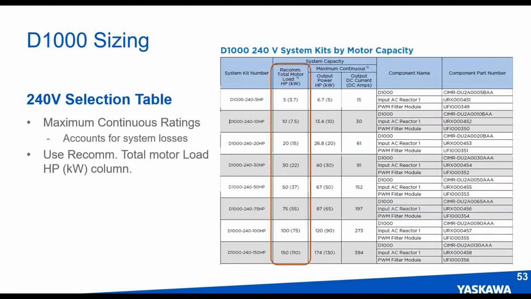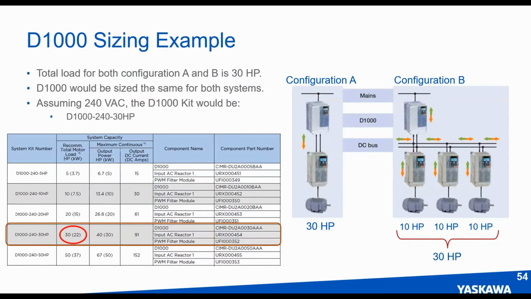So how do I select the D1000? You want to reference the total recommended motor load column. This column automatically accounts for your system losses, your drive losses, your motor losses, your mechanical losses, etc. If you know your mechanical losses, your motor losses, your drive losses, and so forth, you can use the max output columns to size your D1000. But if you don't know them, just focus on the recommended total motor horsepower load column.